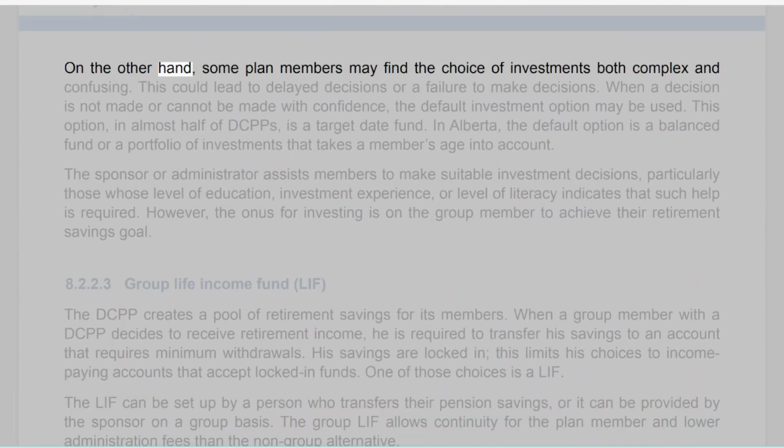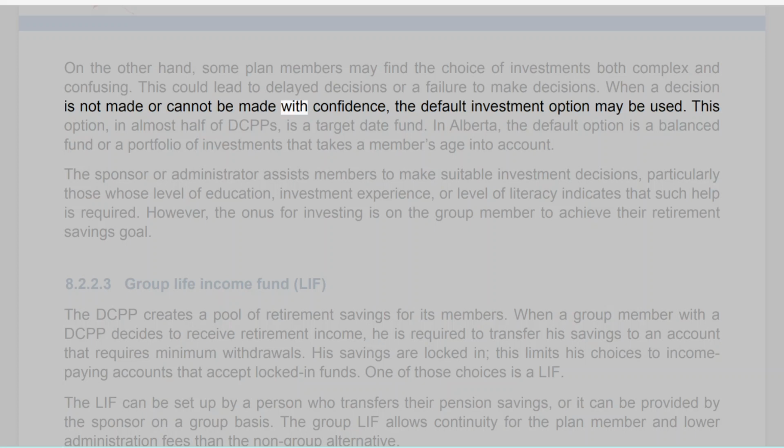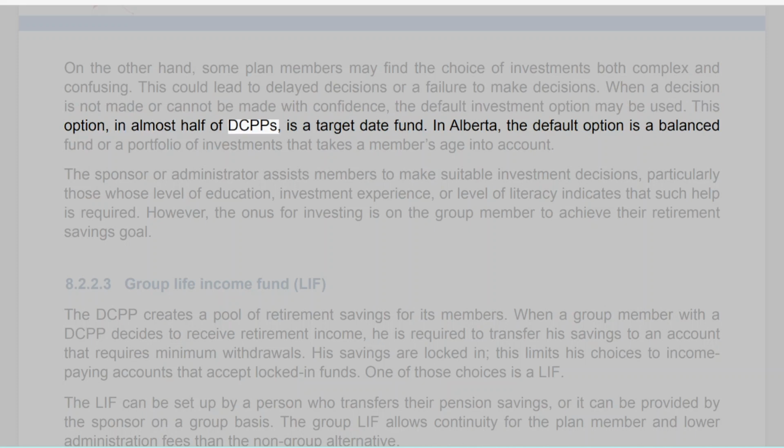On the other hand, some plan members may find the choice of investments both complex and confusing. This could lead to delayed decisions or a failure to make decisions. When a decision is not made or cannot be made with confidence, the default investment option may be used. This option, in almost half of DCPPs, is a target date fund.